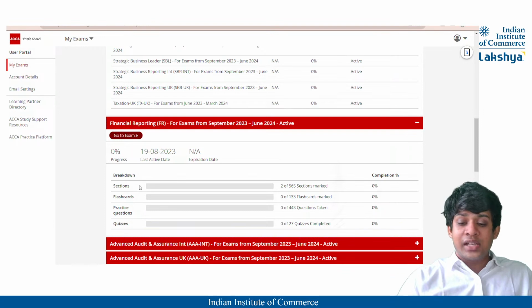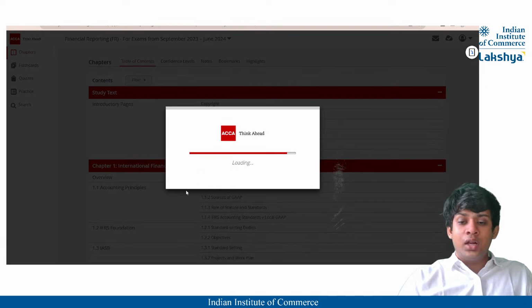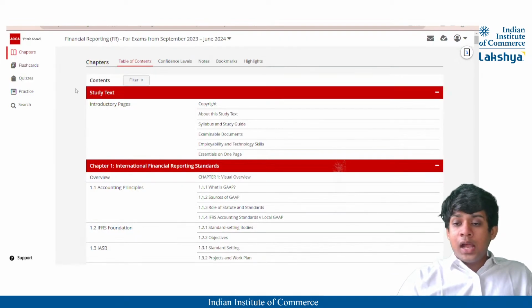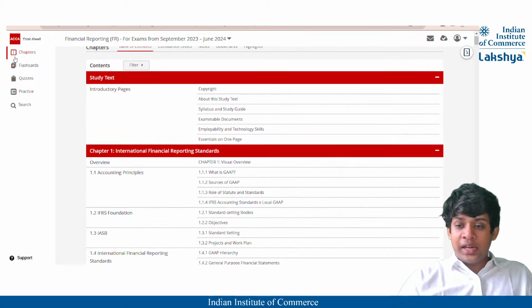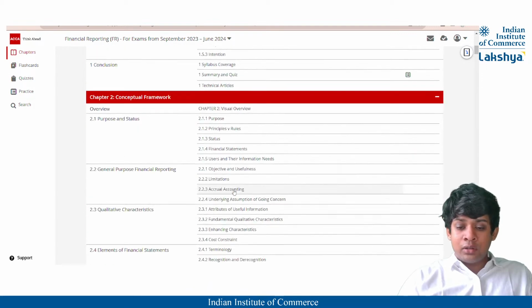So you can just click on sections. Why is it not clicking here? Yeah, sorry. You will click on Go to Exam. As soon as you click on Go to Exam, this Financial Reporting section will start for you. In that you have your chapters, flashcards, quizzes, practice. You are right now in your chapters. On the left hand side, you can see chapters, flashcards, quizzes. So these are all your chapters and the concepts.